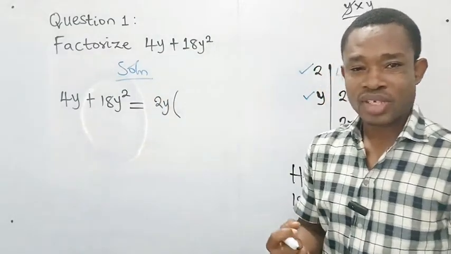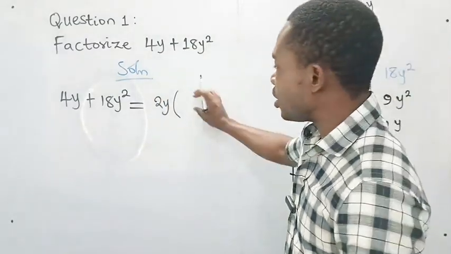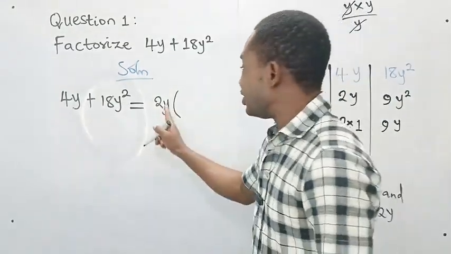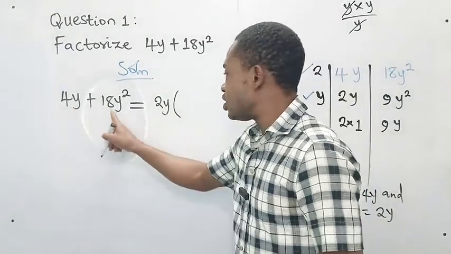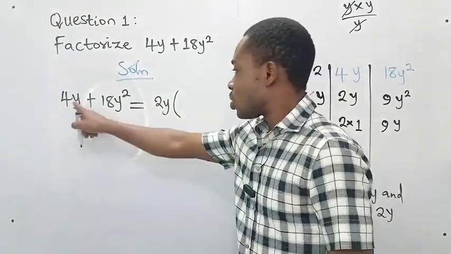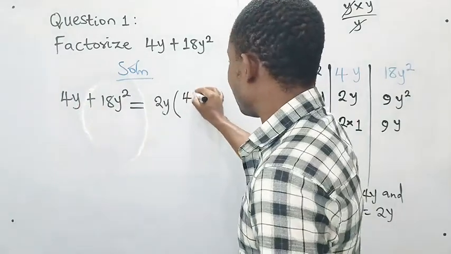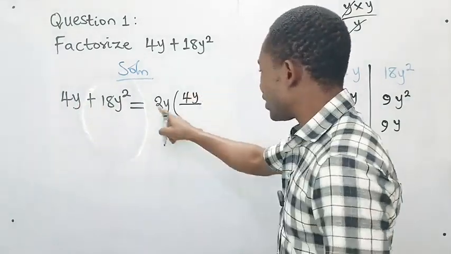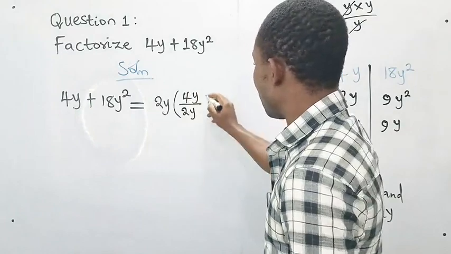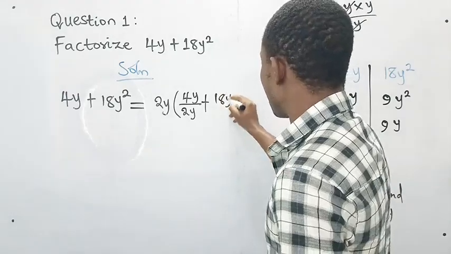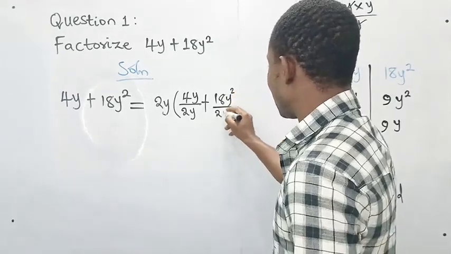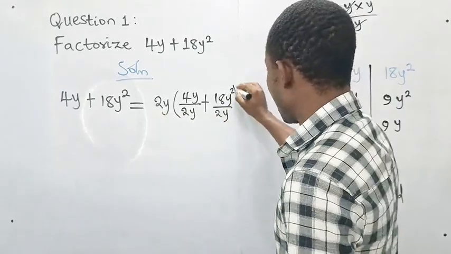Pull out that 2y, which is the highest common factor. Then how do you now get what will be left? This highest common factor you obtained, use it to divide each of these two terms. So I'll come to 4y, and then I'll divide 4y by the highest common factor, 2y. Plus, you move to the second term. You have your 18y squared divided by the highest common factor you pulled out, 2y.